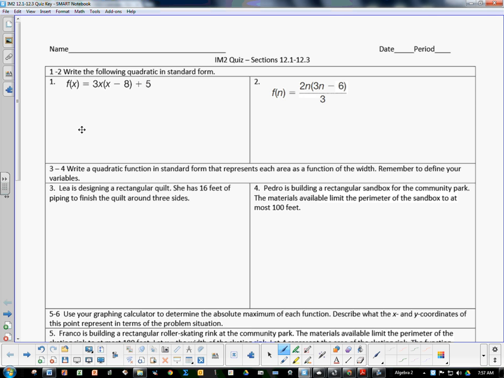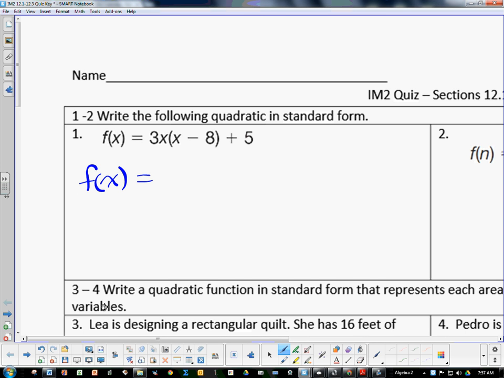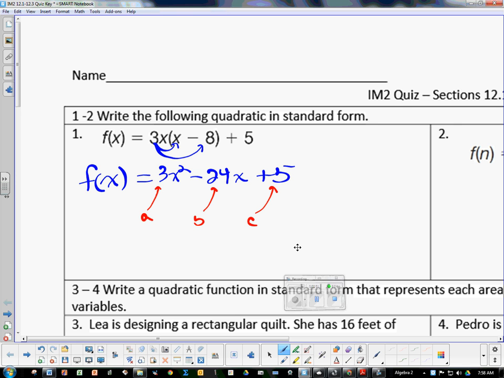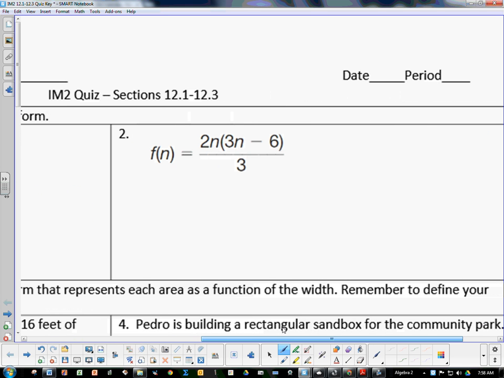Okay, this first problem, we are asked to write it in standard form. Here we go. Let me zoom in a little bit here. We've got to distribute here and here. This is going to be 3x squared minus 24x plus 5, and there's your standard form. All right? Here's your A, here's your B, and here's your C. Let's move on to number 2.